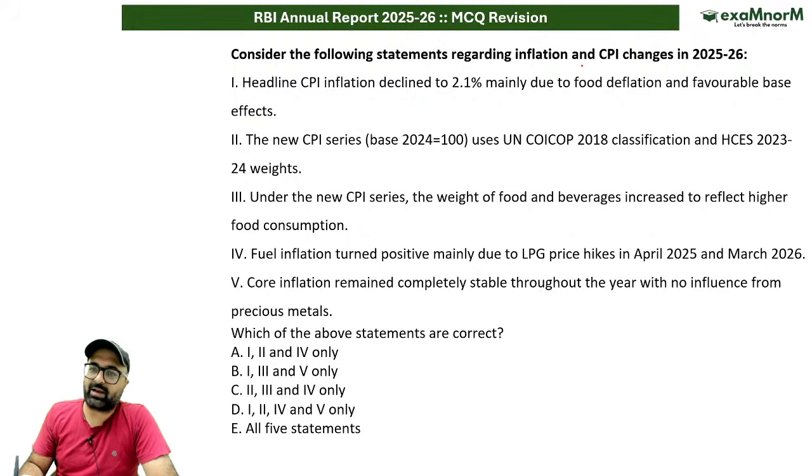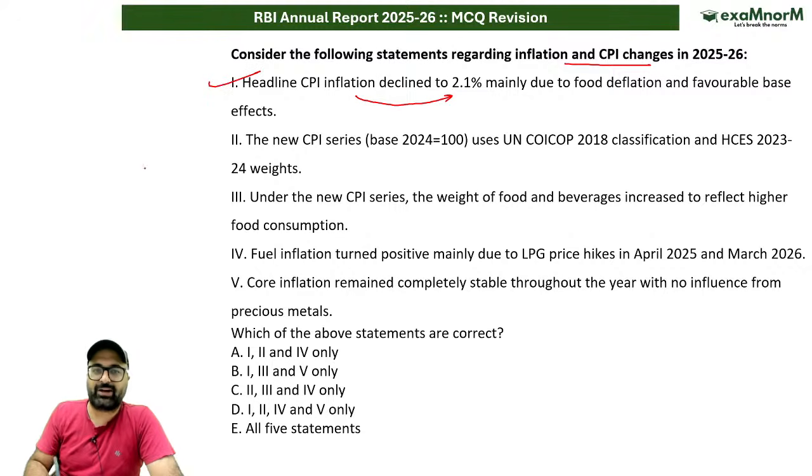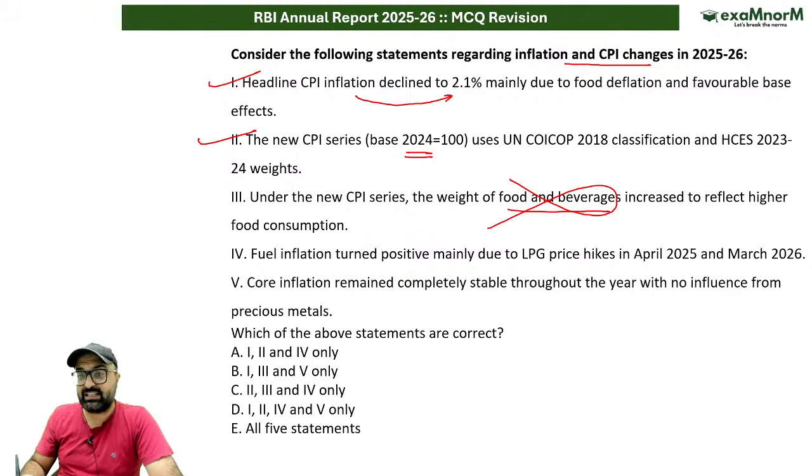Consider the following statement regarding the inflation and CPI changes in 2025-26. तो अगर मैं हेडलाइन इन्फ्लेशन की बात करूं, हेडलाइन इन्फ्लेशन डिक्लाइन टू 2.1% in current financial year, correct. CPI base year has been revised to 2024. This is correct. Under the new CPI series, the weight of food and beverages increased to reflect higher food consumptions. सर नहीं, अगर मैं बात करूं under the newly accounted CPI series, the weightage of food and beverages have decreased.